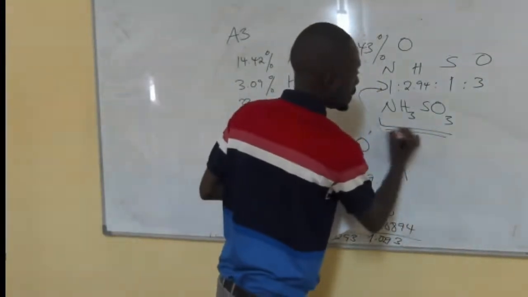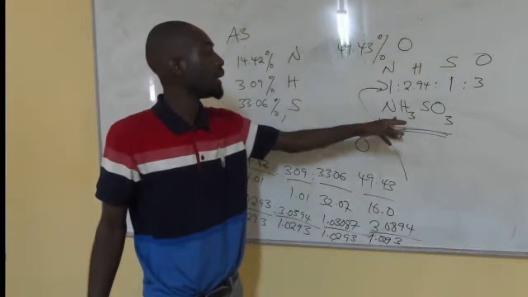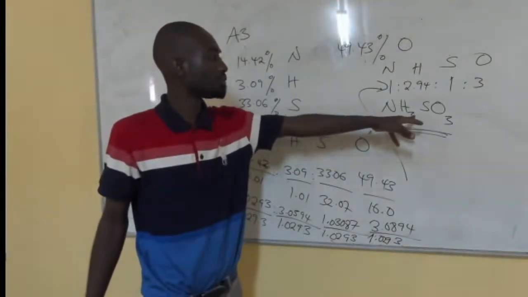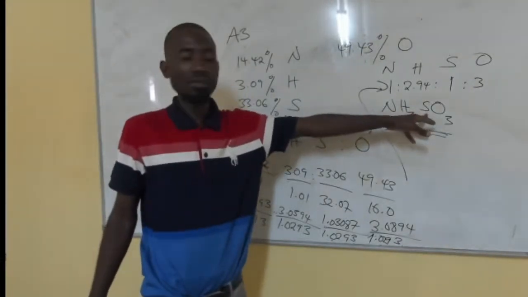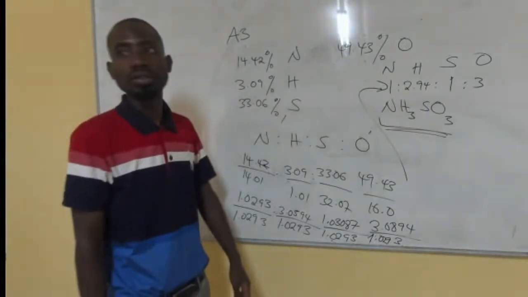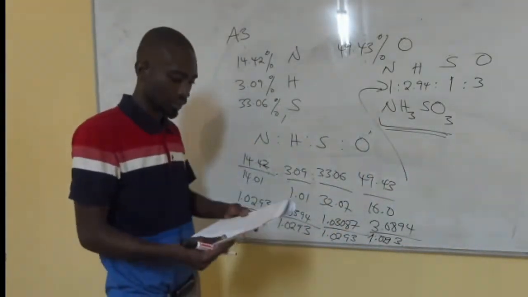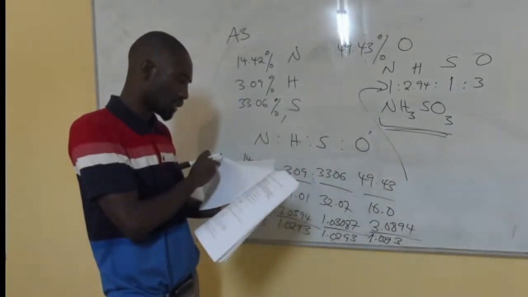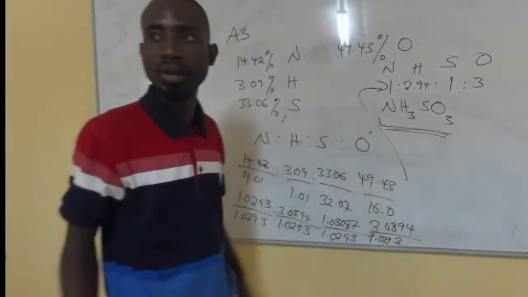So this should have been your answer, where nitrogen, 3 hydrogens, a single sulfur, then 3 oxygens. Then in that case, you would have gotten it. So there's nothing complicated about everything. Okay? So next week we'll also come and continue.